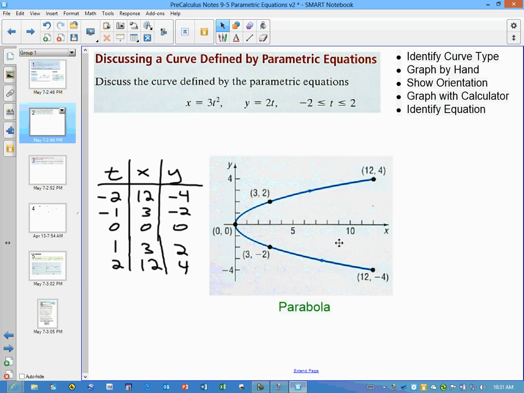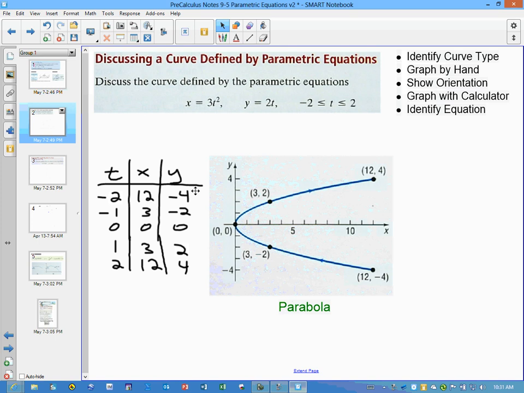So identifying the curve type, the curve type is a parabola, and now graphing by hand, we plot the points, draw a smooth curve through those points, but then we also need to show the orientation. And notice this parabola doesn't go on forever off to the right. We are only graphing this from t being -2 to t being +2. So this is a self-contained graph. It does have an initial point and a terminal point. And it's that initial and terminal point which is going to help us to show the orientation.